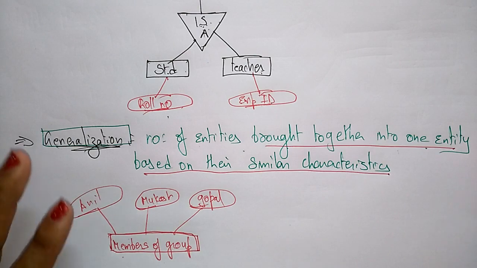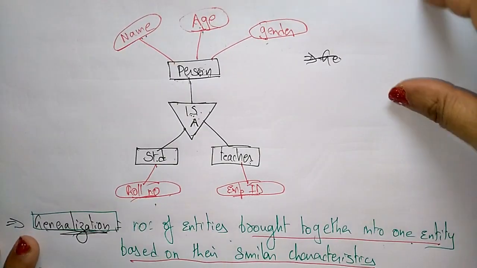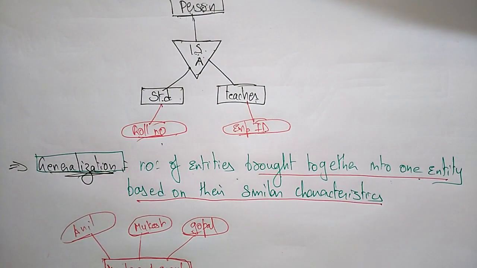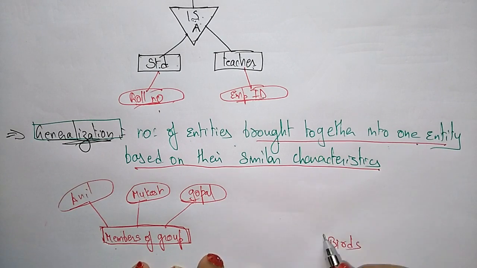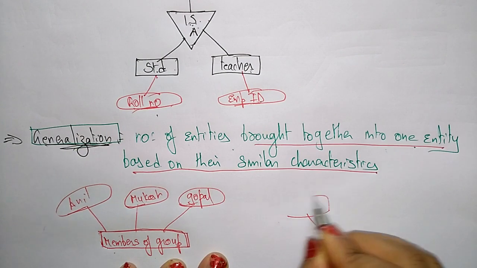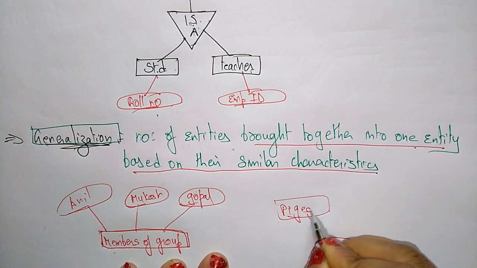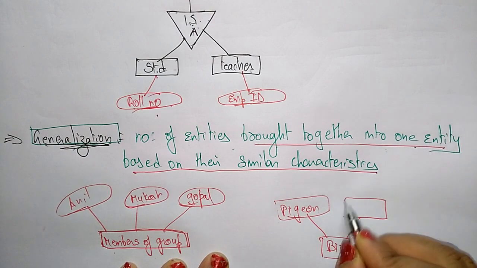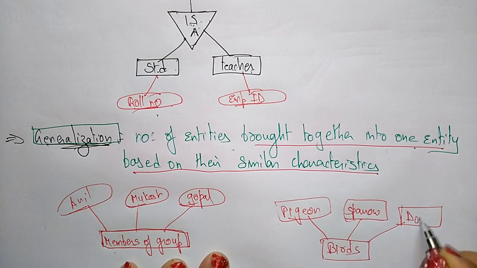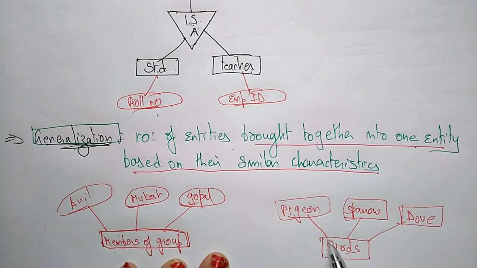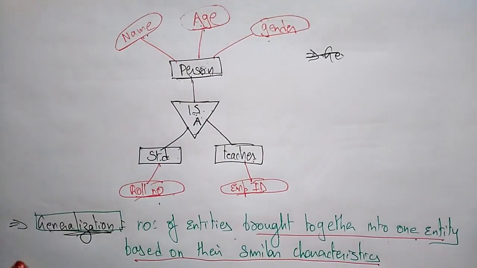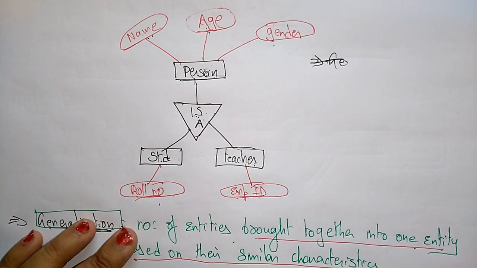Okay. So next is a specialization. So what is a specialization? In the same way as generalization, another example is, suppose you take the birds. So a bird is one entity. Here a pigeon and sparrow, dove. So here also a number of entities are brought together into one entity based on their similar characteristics. So that is generalization.